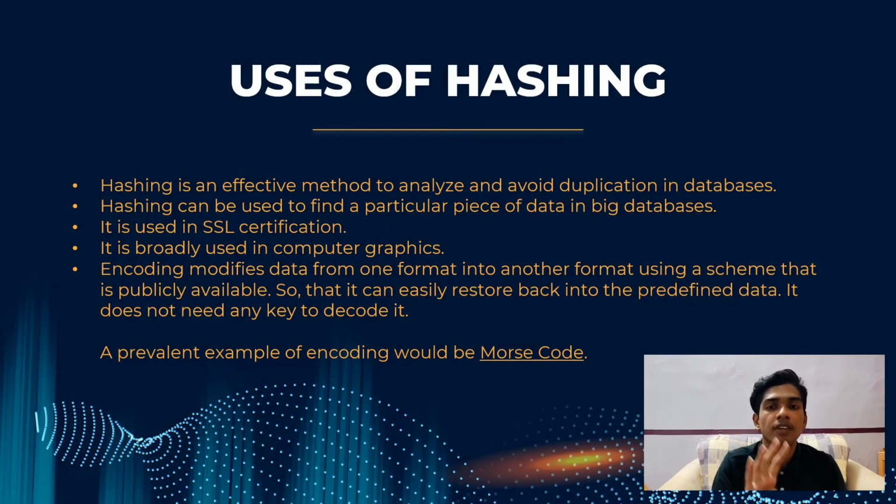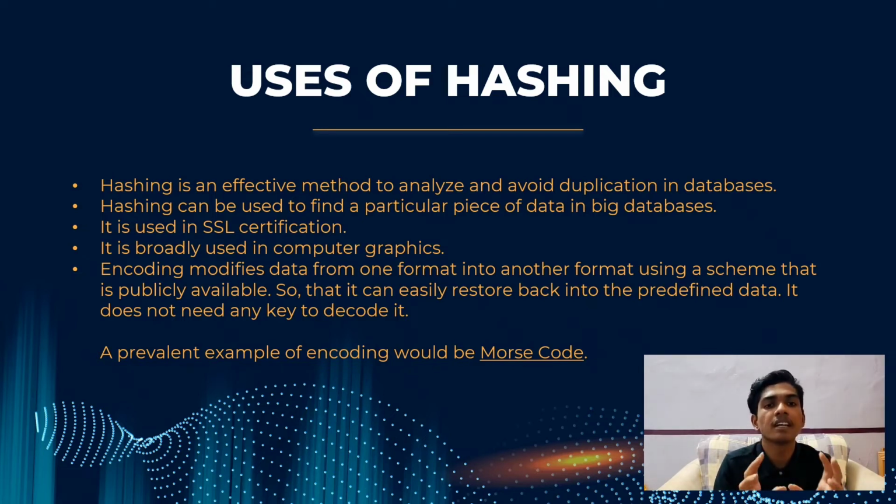Uses of hashing. There are 4 uses of hashing. Hashing is an effective method to analyze and avoid duplication in databases. Hashing also can be used to find a particular piece of data in big databases. It is used in SSL certification and it is broadly used in computer graphics.